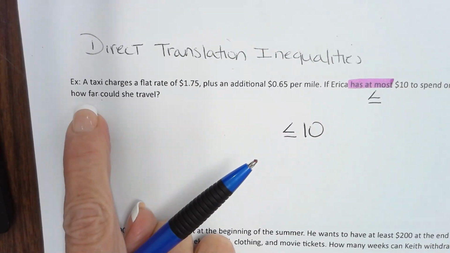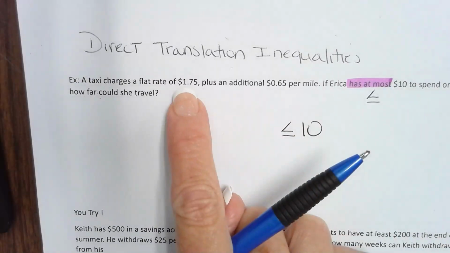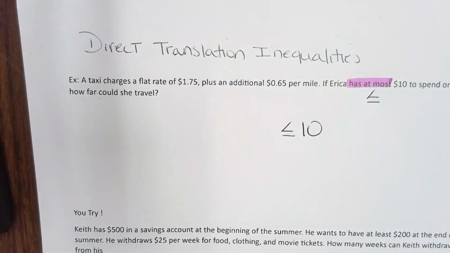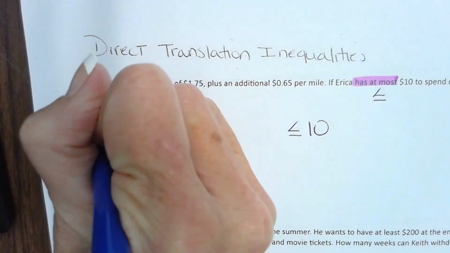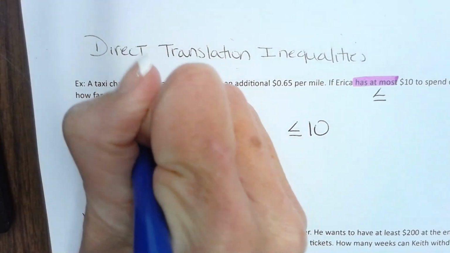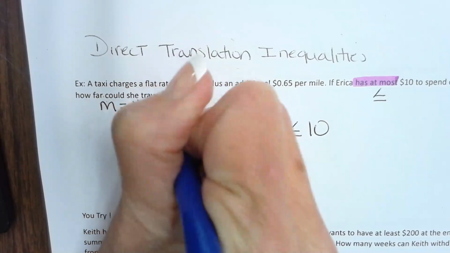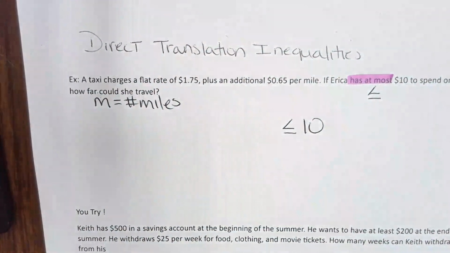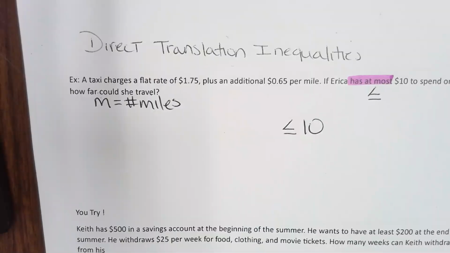How far? Y'all, that's a distance question. When I look up here, I've got money and miles. What variable goes with how far? Money or miles? Okay, so I'm just going to let M equal the number of miles. If you let X equal the number of miles, it does not matter.